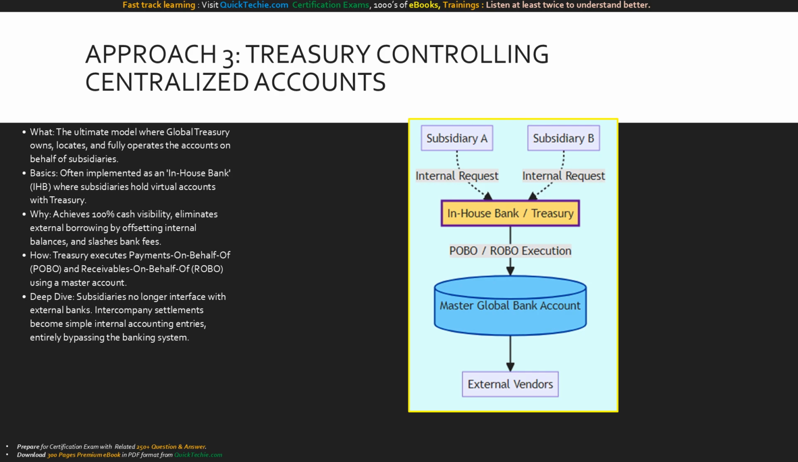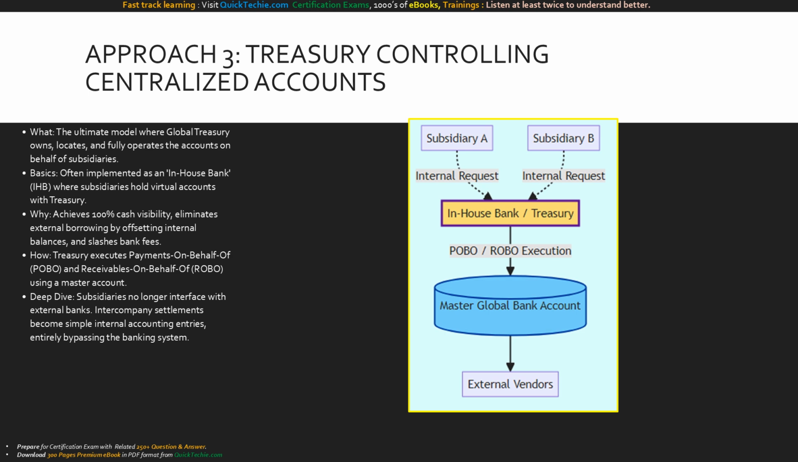Why is this the gold standard? It delivers 100% cash visibility, eliminates redundant bank fees, and allows the company to fund itself internally, slashing external debt. How is it executed? Through structures like POBO, payments on behalf of. When a subsidiary needs to pay a vendor, Treasury makes the payment from a single master account on their behalf.